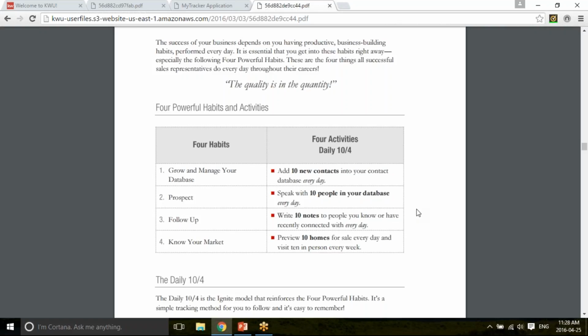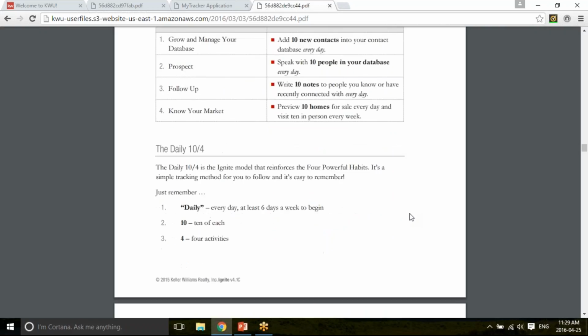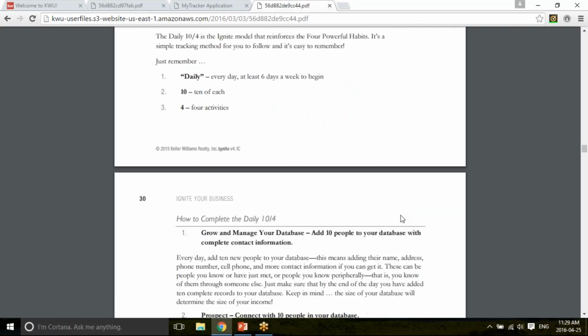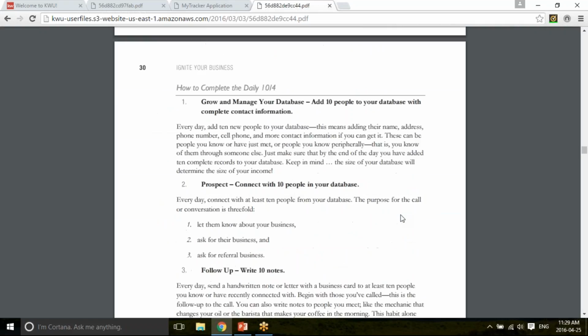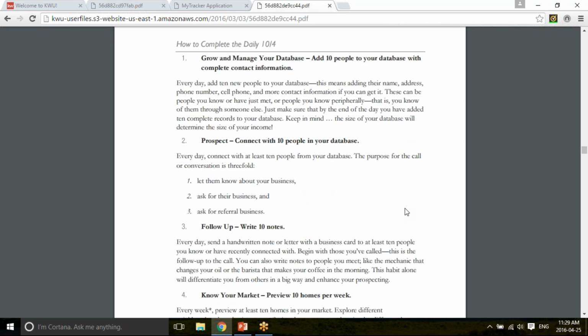So these are called your daily 10-4. If we go back, yeah. So daily, every day, at least 6 days a week to begin, depending on what your goals are. 10 of each, and there's 4 activities. So it's your daily 10-4. So when you hear this terminology all through Ignite, about your 10-4, we're not talking on a two-way radio, okay? So on page 30, it gives you a summary of what I just told you.